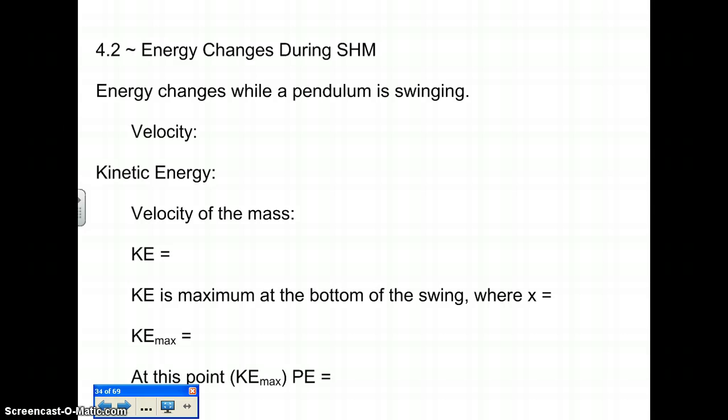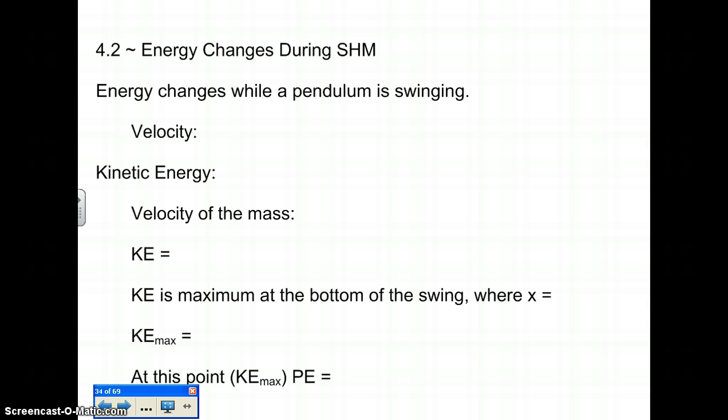Continuing with topic 4, oscillations and simple harmonic motion, we'll now move into section 4.2, which is about energy changes during simple harmonic motion. More so talking about mechanical energy, which has two forms: kinetic energy and potential energy. Just a little review: kinetic energy, energy of motion; potential energy, stored energy. GPE, gravitational potential energy, is more so going to be applied to pendulums, whereas EPE, elastic potential energy, is going to be applied to mass spring systems.